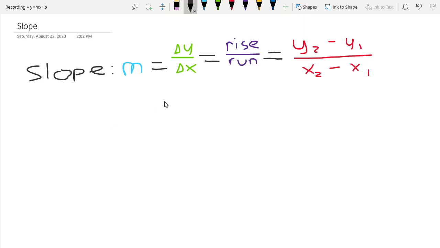So let's do an example here where they give us a set of points such as 0, 1, and we'll go 2, 3. And let's say they give us this set of points right here. And they ask us to find the slope.